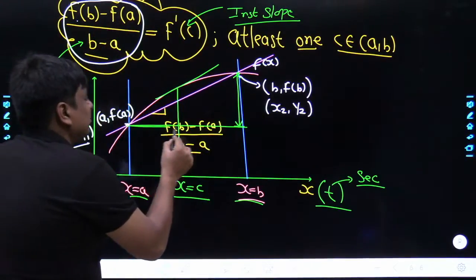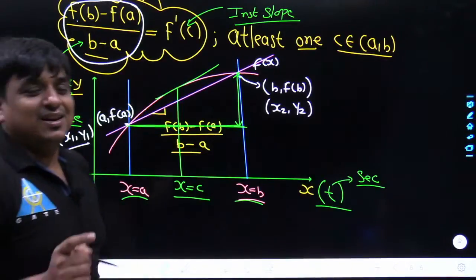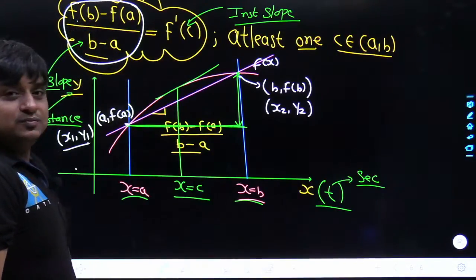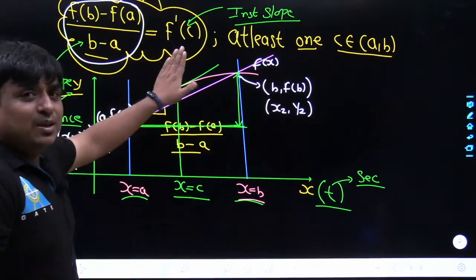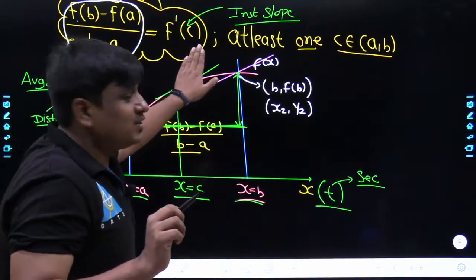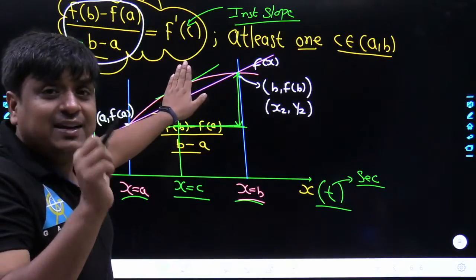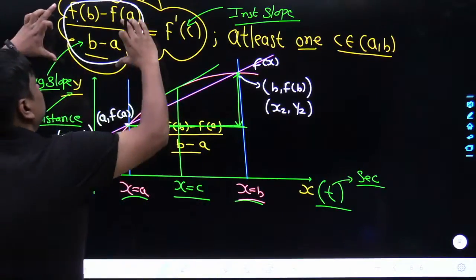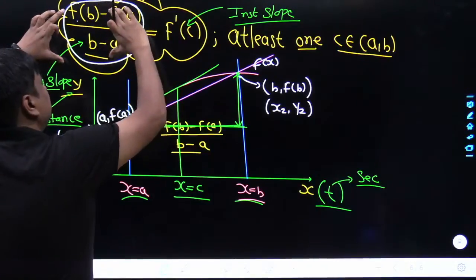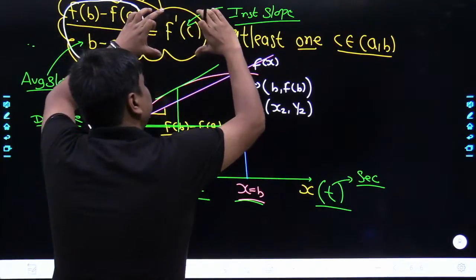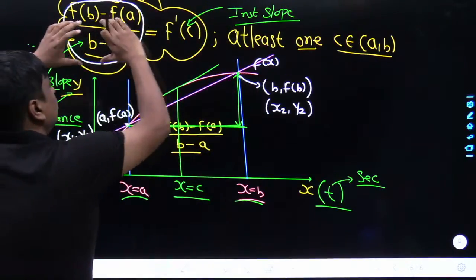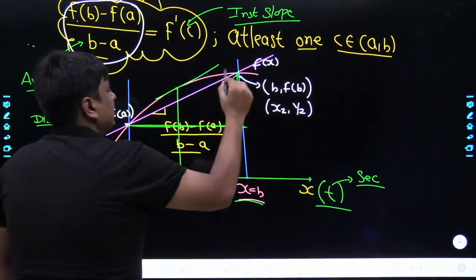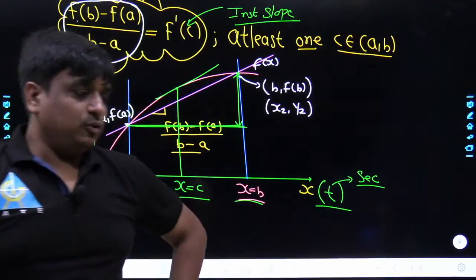So what is Lagrange's theorem trying to say? Your average slope of the function would be the same as which slope? The instantaneous slope of the function at the point c, where c will lie in between a and b. Or I can say the average slope or average speed would at least meet a point c in between a and b where the average slope is the same as the instantaneous slope. Is that part clear?